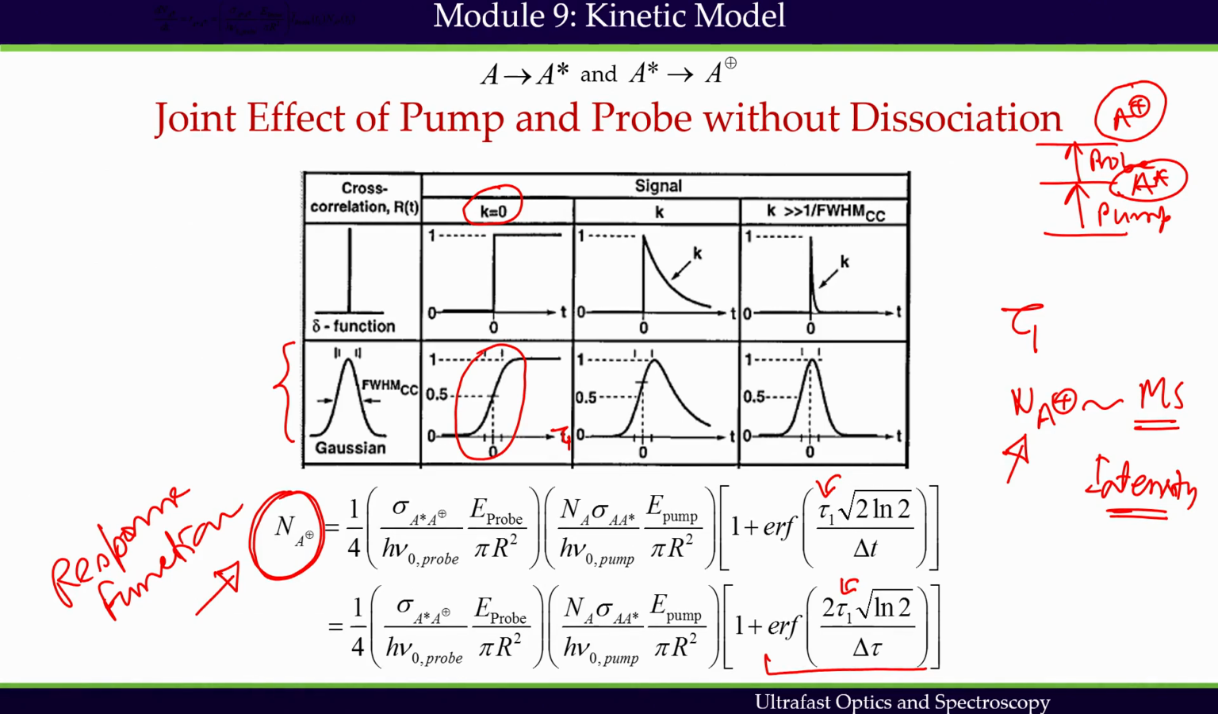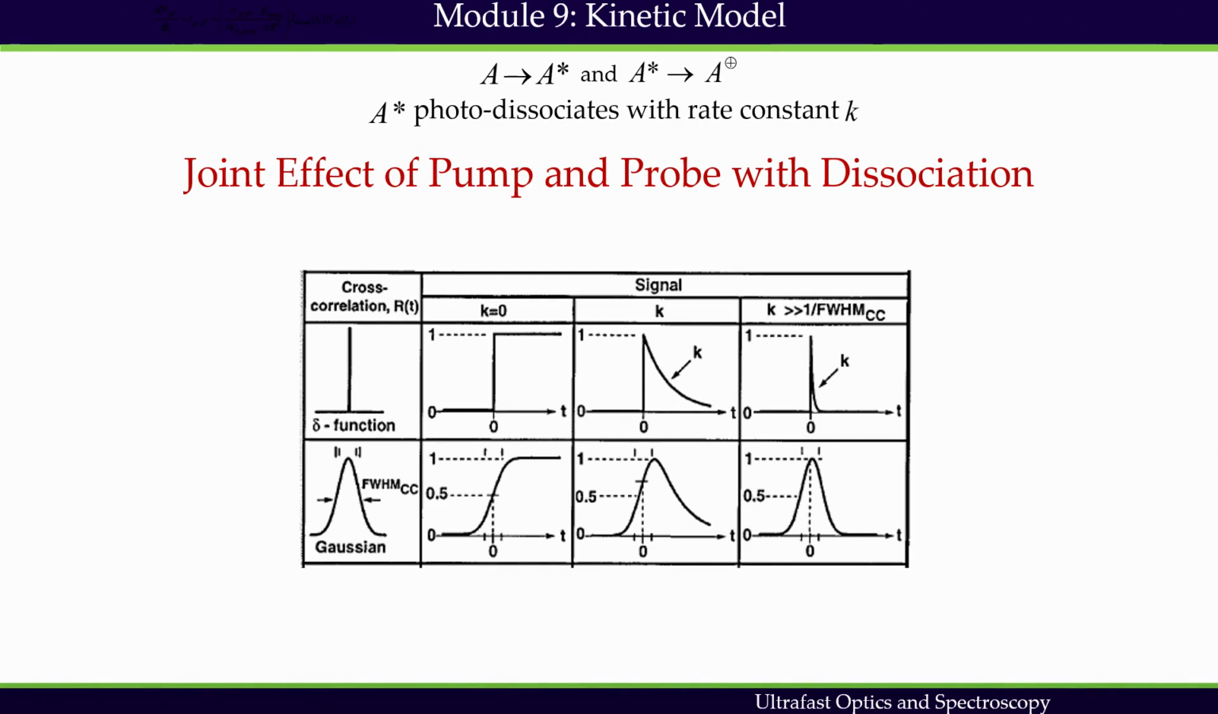But what about if we have a dissociation? So now the process is the following. I have pump, I have probe. The probe is creating positive ion, the pump is creating the excited state, and this excited state is decaying to a photoproduct with a rate constant k. In that case, this is going to be tau 1, this is tau 1, this is also tau 1. It is a joint action of pump and probe. So if we look at this, then what will happen?